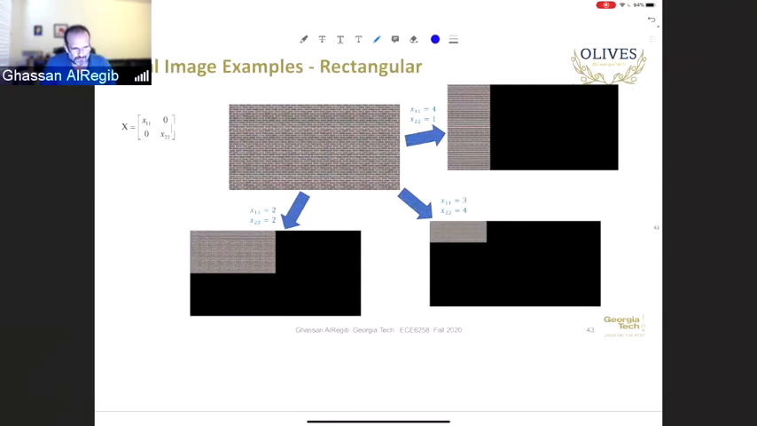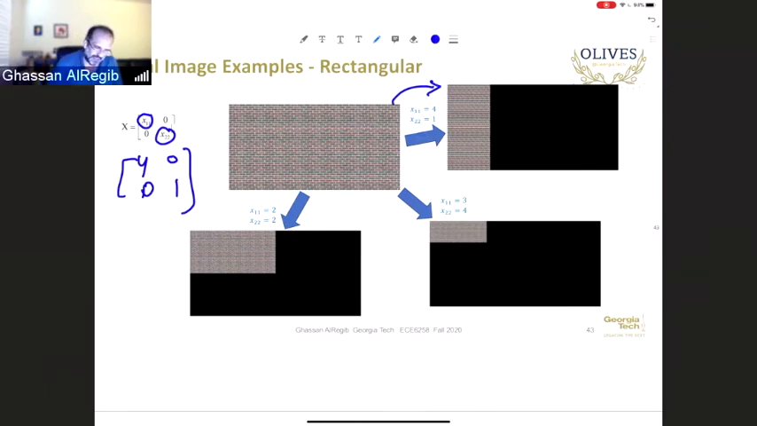So the first thing is, if you look at the rectangular one, capital X and capital Y don't really have to be equal. So x11 and x22, for generalization purposes, don't have to be equal. If I choose these to be 4, 0 and 0, 1, then I will be downsampling this brick wall image to this image on the upper right-hand side, right? So I'm picking one in every four columns, and I'm picking every single row as it is. So I have this kind of shrinking in the horizontal direction, and the y direction has the same dimensionality.